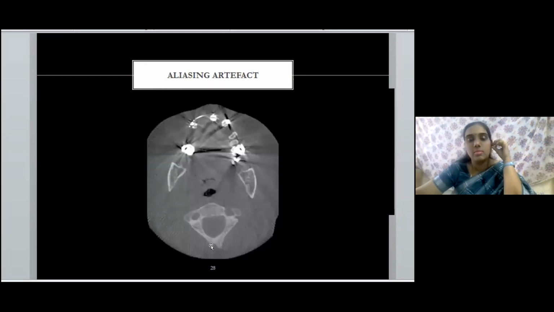This is an example of an aliasing artifact. You can see dark line streaks, and also alternate white and dark lines which are radiating away. This is known as an aliasing artifact, and this is also caused due to undersampling.